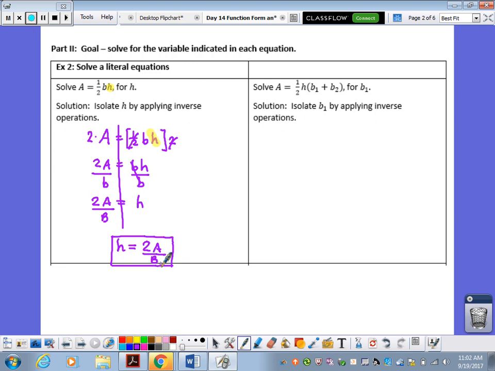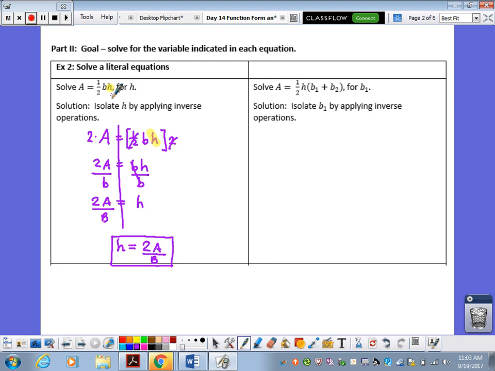So literal equations are a little bit different because there are so many variables involved, and you're not necessarily working with values that we already know. This is just rewriting equations into different formats. Because we could have started with the original equation and we could have solved for b instead of the h, but the directions were asking to solve for b. But the idea is the same.